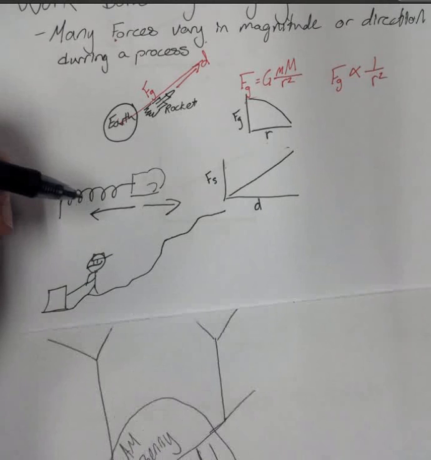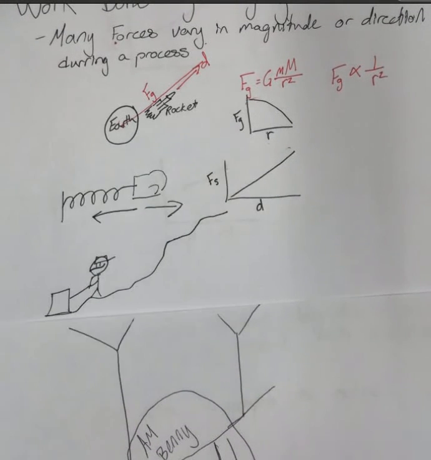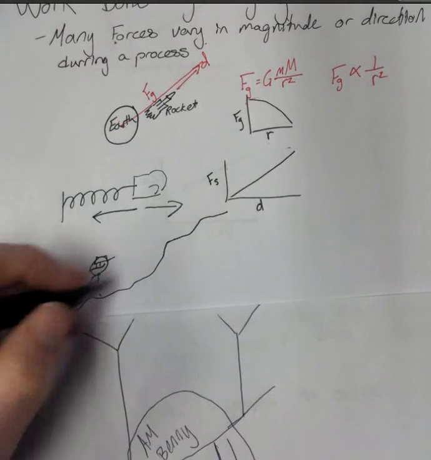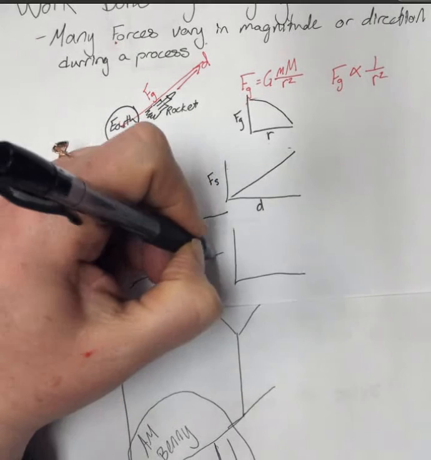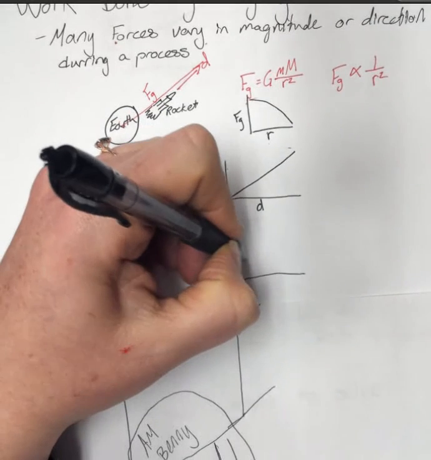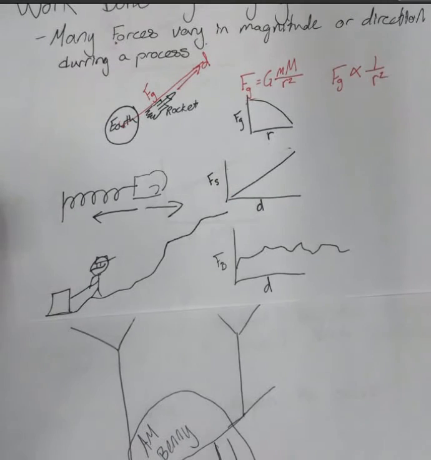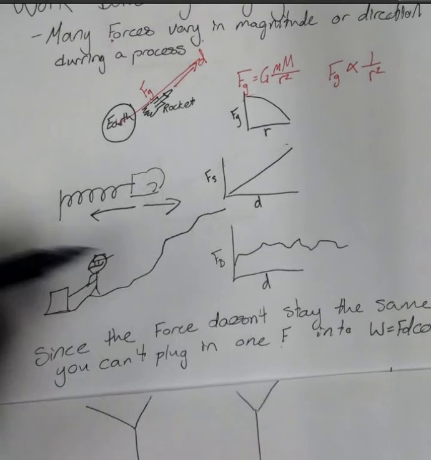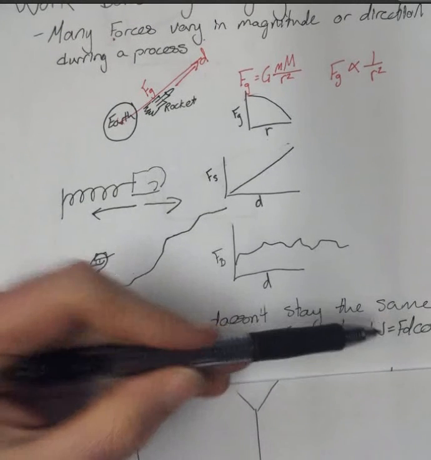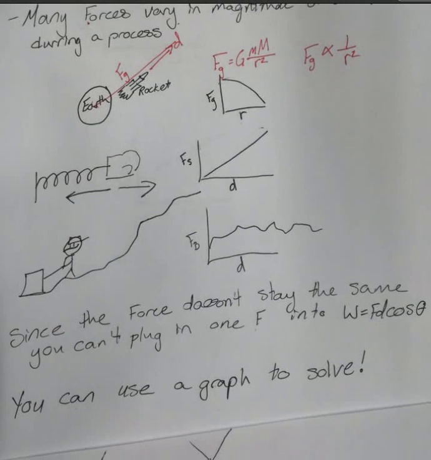And likewise, Benny carrying his crate of scorpions up an uneven hill, here the force is going to change depending on where he is on the hill. So again, this force of Benny is going to be a little bit all over the place as he travels up the hill. In all of these situations, the force isn't constant, and so you cannot just plug one value into the equation, work equals force times displacement times cosine theta. But you can use a graph to solve.